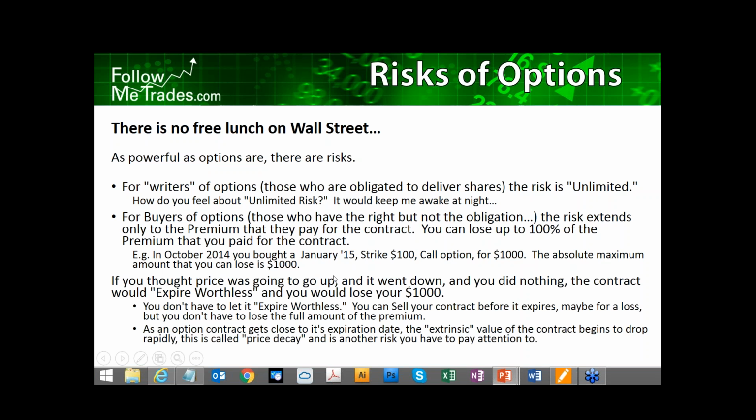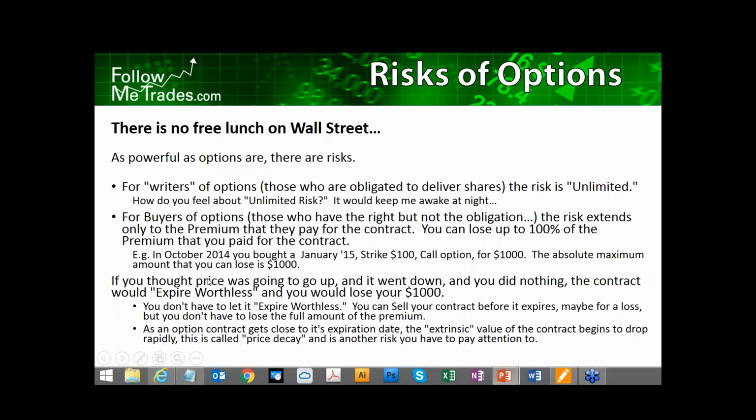If you thought the price was going to go up and then it went down and you did nothing, the contract would expire worthless and you'd lose your $1,000. Now, you don't have to let it expire worthless. Even if the stock is moving against you, you can sell your contract before it expires, maybe for a loss, but you don't have to sit there and lose the full amount of the premium. Again, there's an active market for option contracts, and you can simply sell it for less than you bought it for, take a small loss and move on.